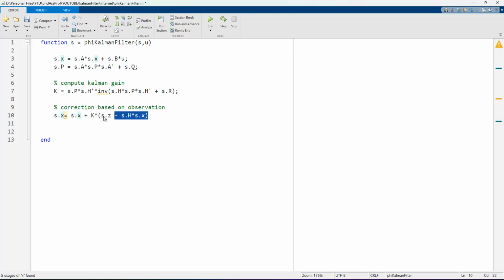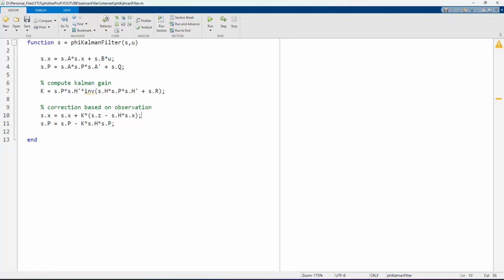Okay, the noisy output is fed to the internal state of the x hat values in here. Okay, and after that the ideal value is obtained in here, and S.P is assigned to S.P minus K times Sh times Sp. Okay, these are the Phi Kalman filter function.